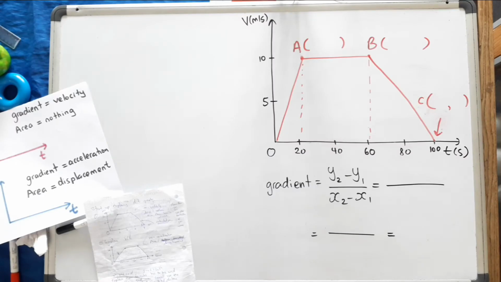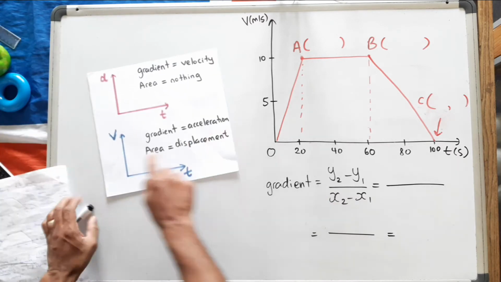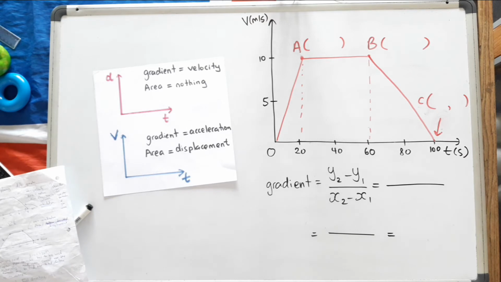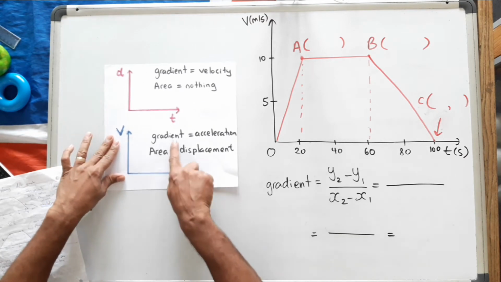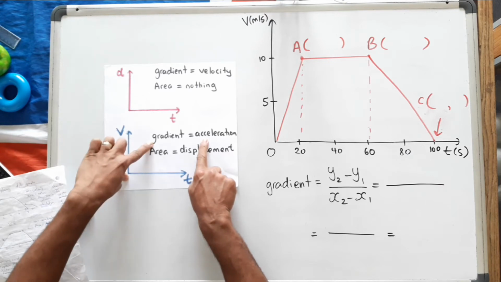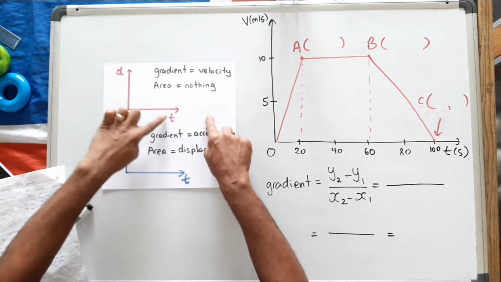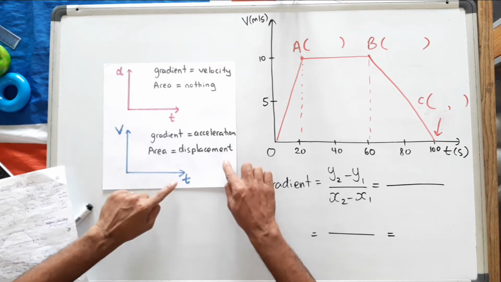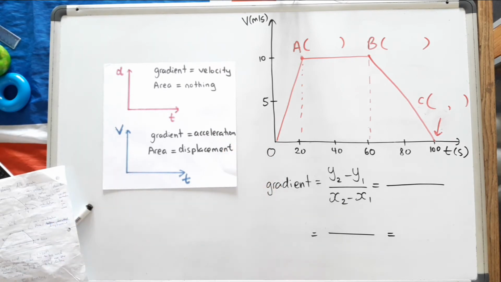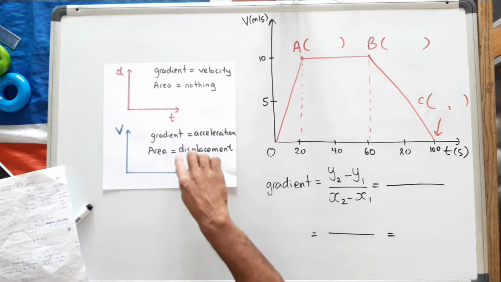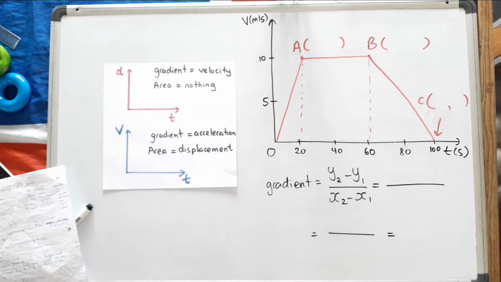All right. So let's go through velocity time graphs now. In a velocity time graph, the gradient tells you the acceleration. Be careful, don't mix it up with distance time graphs where the gradient is velocity. And in velocity time graphs, the area actually tells you something. The area underneath the graph tells you the displacement.